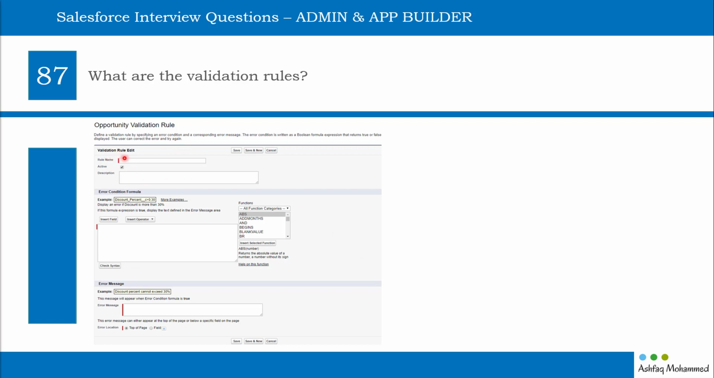You can write the rule name, you can write a description. Okay, you can enter a formula, or whatever validation you want, but it is in the same format as a formula. How we create formula fields, in the same way you can write the formula over here. And then the error message: what error message you want to show on the page, you can show.